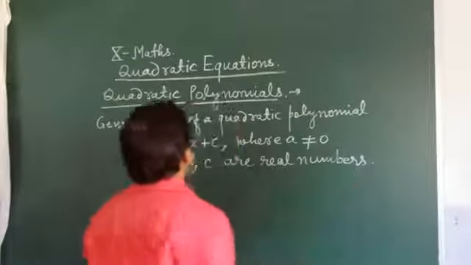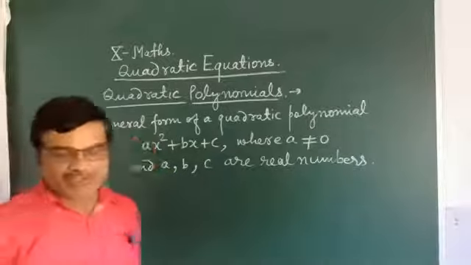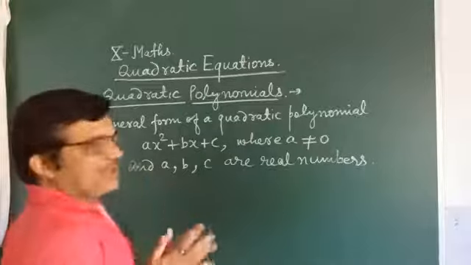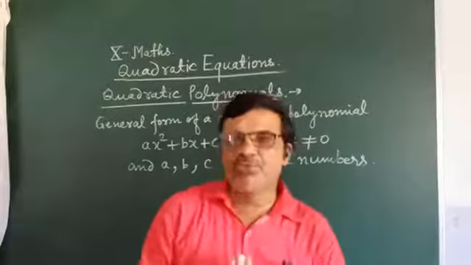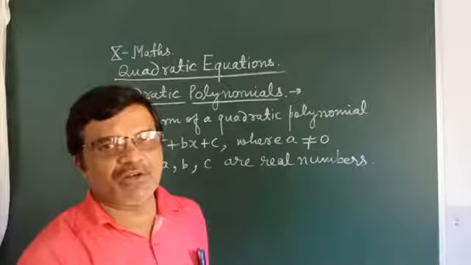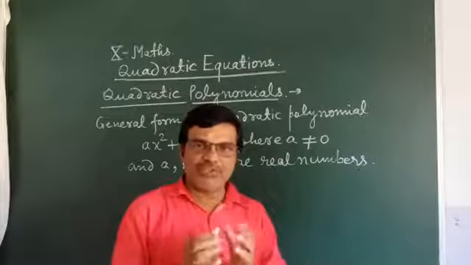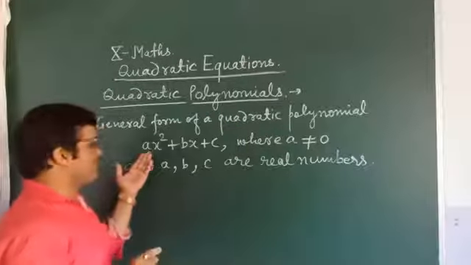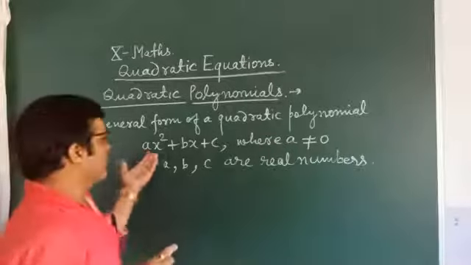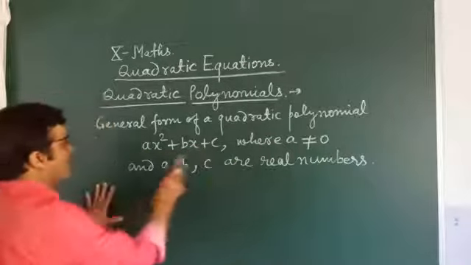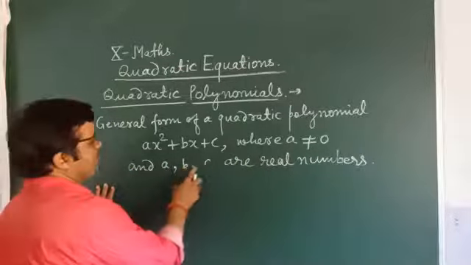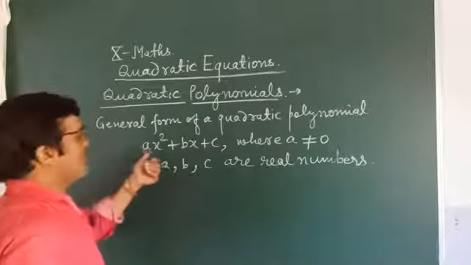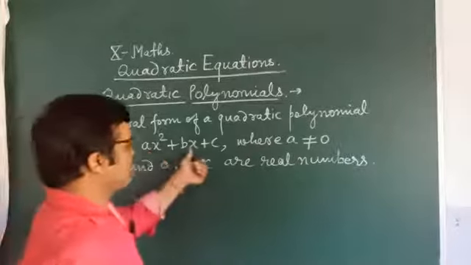So in quadratic equations, first of all we study quadratic polynomials. A polynomial whose degree is 2 is called a quadratic polynomial. The general form of a quadratic polynomial in variable x is ax square plus bx plus c, where a not equal to 0 and a, b, and c are real constants.